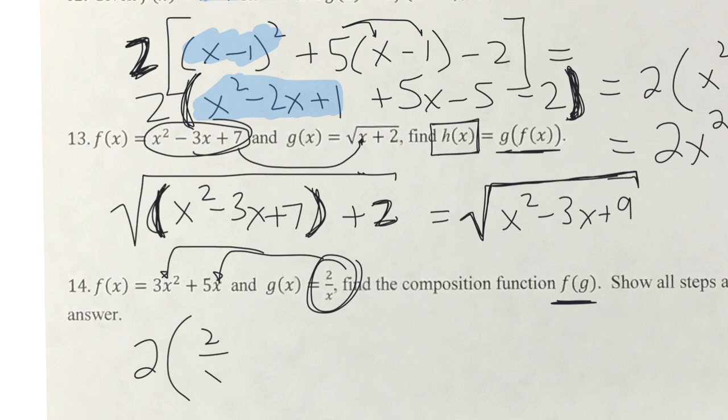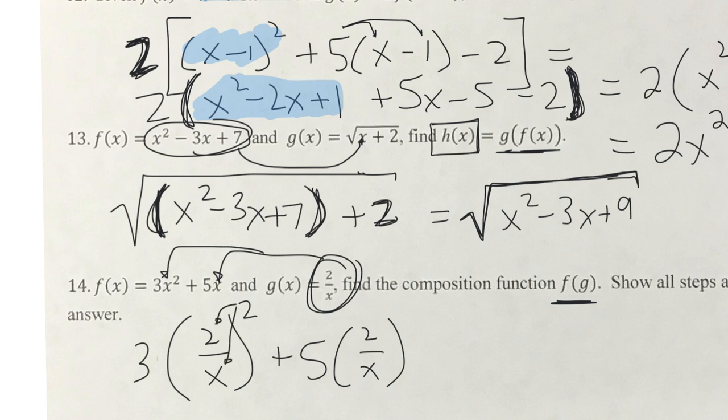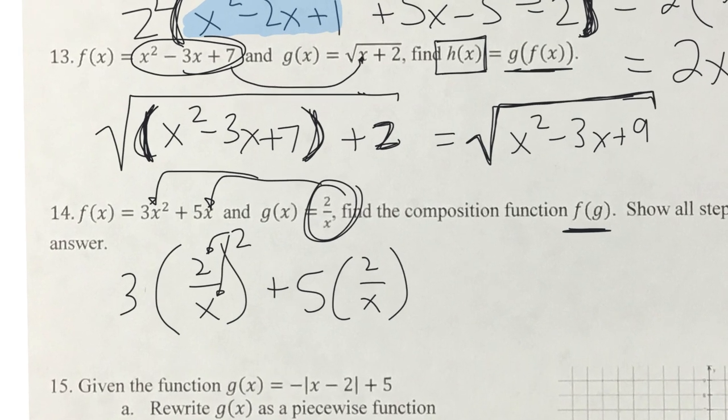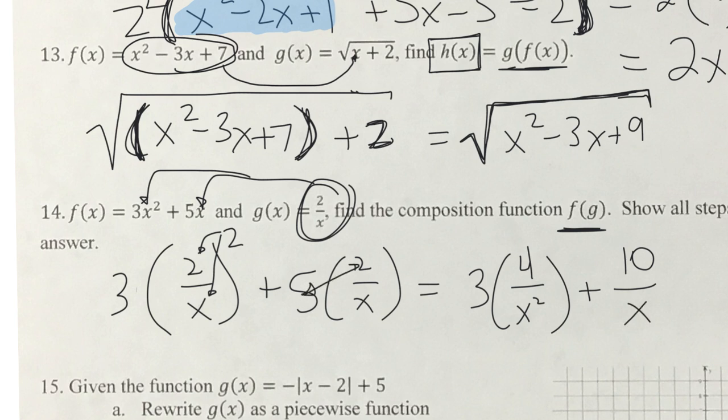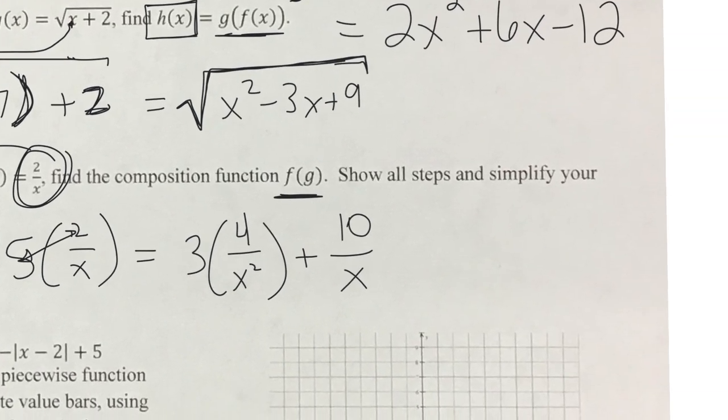So we replace x here. That's a 3 in front, not a 2 in front. We're going to square that, plus 5 times 2 over x. Okay, so squaring, of course, means multiplying it by itself. 2 over x squared is 4 over x squared. Okay, plus 10 over x, because when you multiply a fraction times a non-fraction, you only multiply the tops. You don't multiply the bottoms.